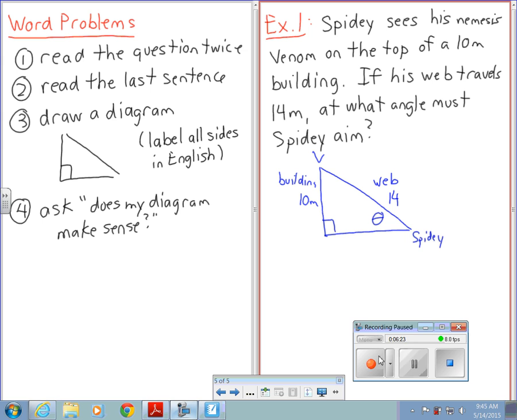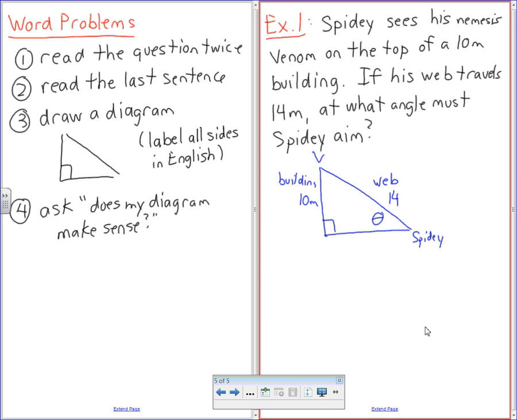So label it off. Can I get a brave soul, Maya, to tell me what's the opposite and the adjacent of the hypotenuse, please? Great. Emily, can you tell me if I'm using sine, cos or tan in this case? All right, sine theta equals opposite over hypotenuse.